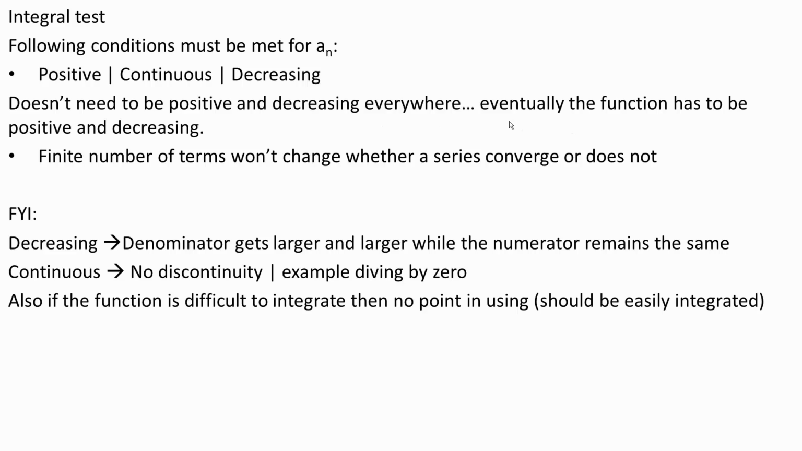And so what you can kind of think is, maybe from 0 to 5, it is actually increasing, but from 5 to infinity, it decreases. And that would be acceptable. So a finite number of terms won't change whether a series converges or does not.